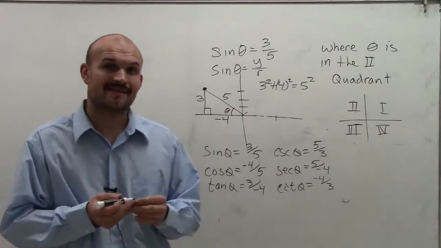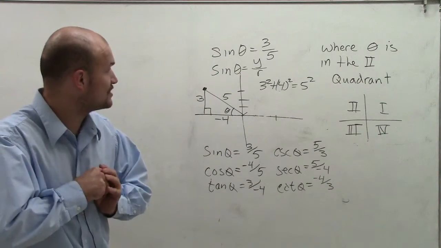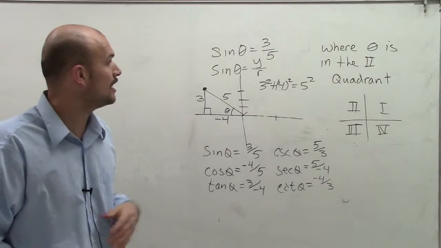So there you go, ladies and gentlemen. That's how you find your 6 trigonometric functions when given a point and a constraint.